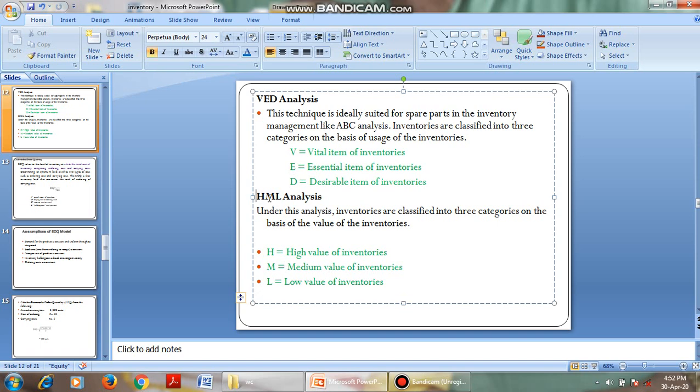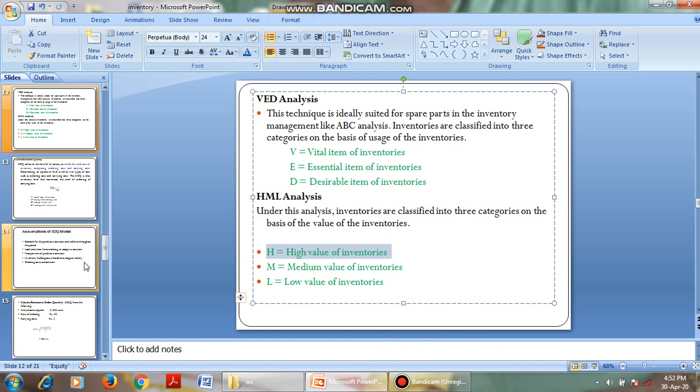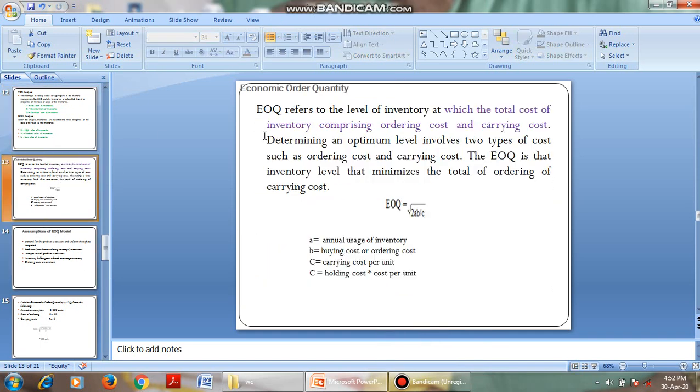Next one is HML. It is also categorized into three different forms: high value of inventory, medium value, and low value of inventories. Okay. Next we go for the thing called EOQ analysis. This is important. EOQ, economic order quantity.